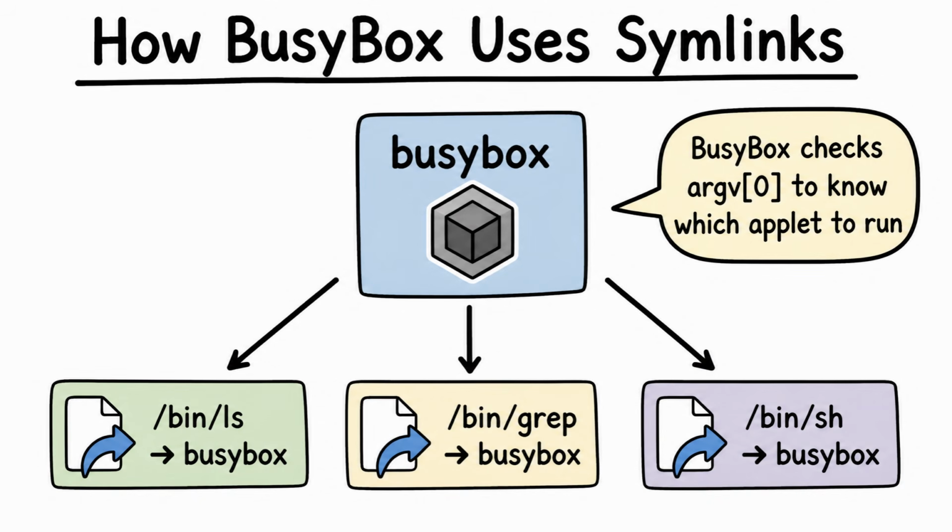So how does Busybox actually know which tool to run? This is clever. When Busybox is installed on a system, it creates symbolic links, or symlinks, that point back to the Busybox binary. So /bin/ls is actually a symlink to Busybox. /bin/grep is a symlink to Busybox. /bin/sh is a symlink to Busybox. When you run ls, the system calls Busybox, and Busybox looks at what name it was called with, technically argv[0], and says, oh, I was called as ls, so I'll run the ls applet. It's a beautifully simple and space-efficient design.